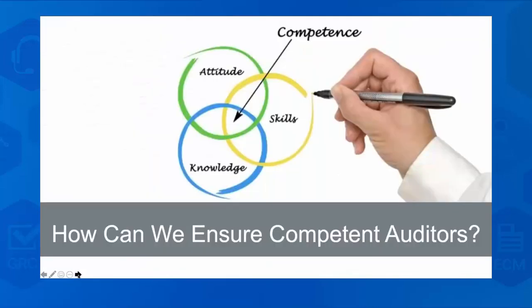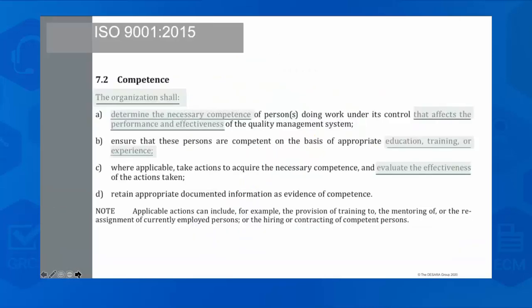Okay, so that's getting the right people on the bus, getting them in the right seats. And now we have to be sure that we figure out what needs to be done and make sure that they're capable of doing it. Well, competence is a mix of attitude, skills, and knowledge. So hopefully you have, through the selection process, gotten the right attitude and a good portion of the knowledge that you need. So now let's talk about ensuring competence of auditors.